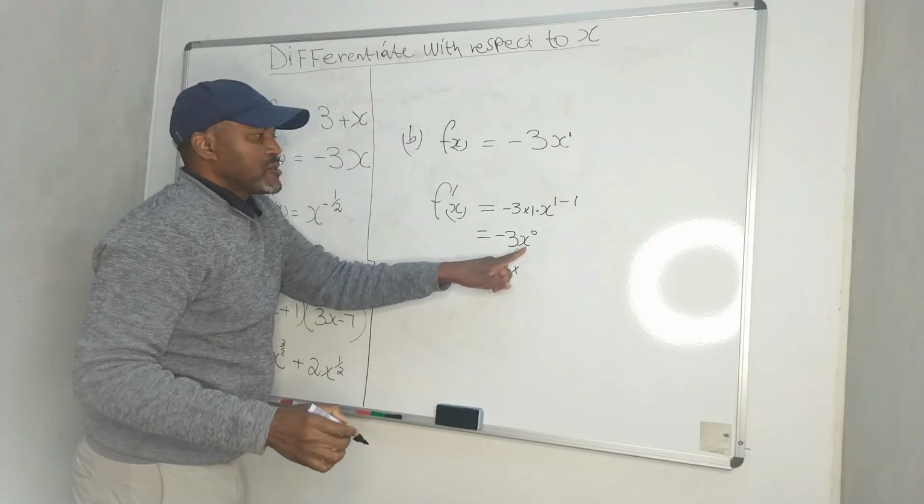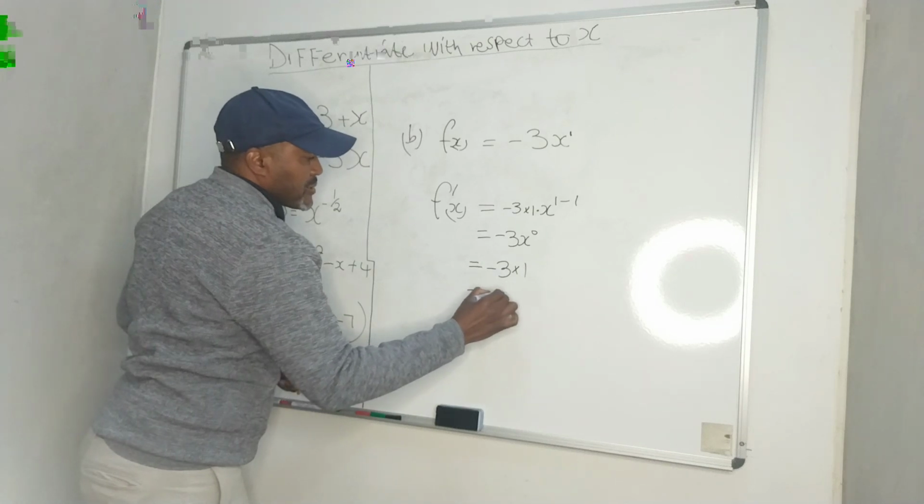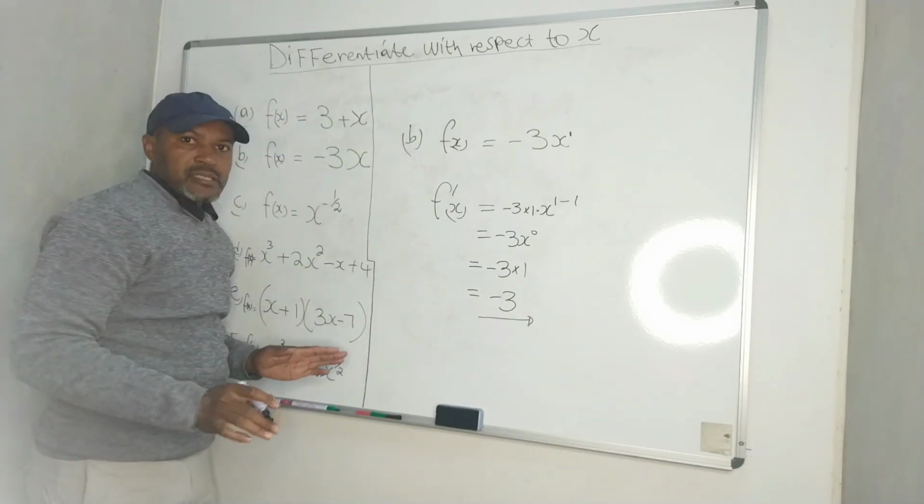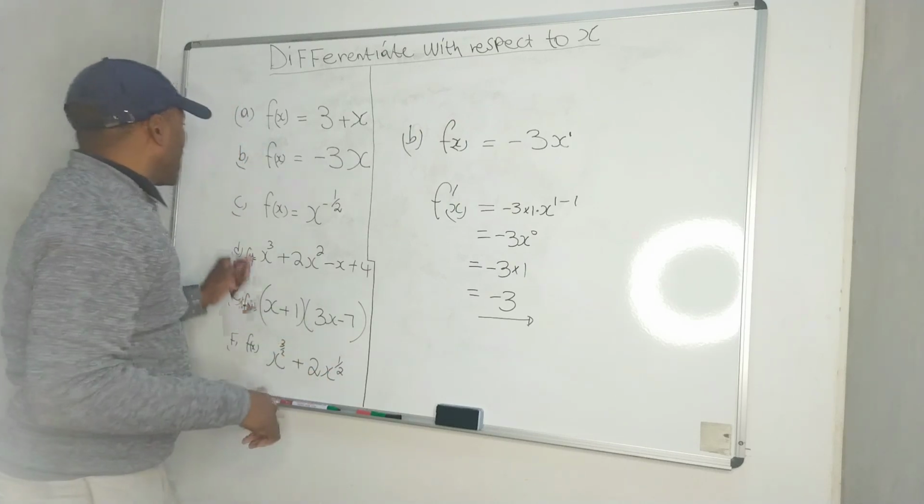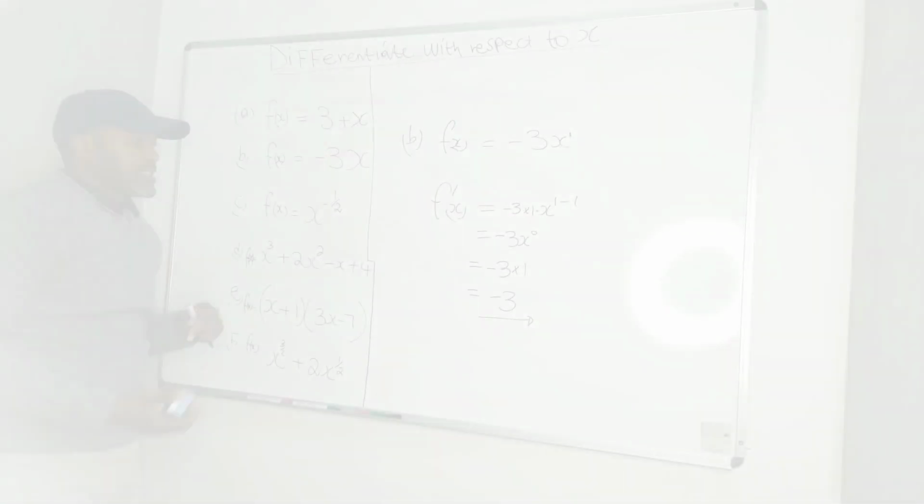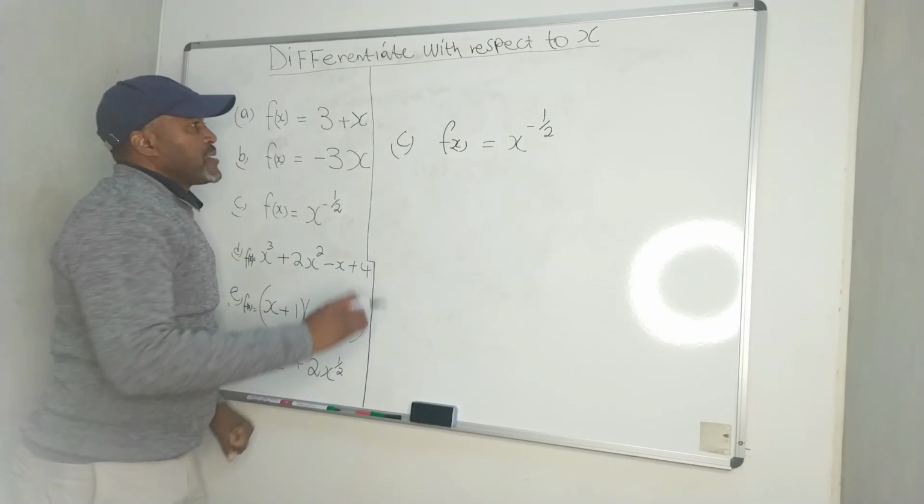Anything multiplied by any number to the power 0 is 1. Then the answer will be -3. Very easy. Now we are going to answer number C. Okay, we are at number C now, guys.